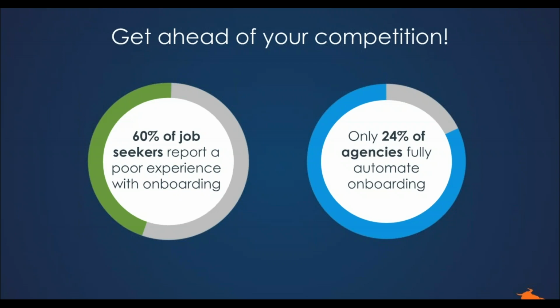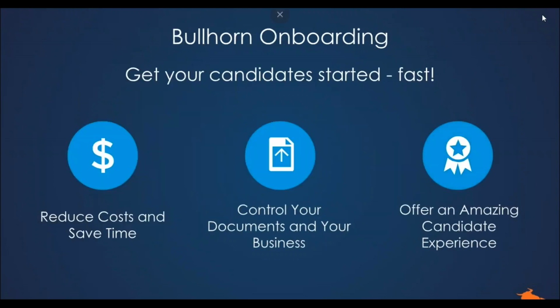So it's a really compelling stat to see that such a large percentage of job seekers are reporting that poor experience. And at the same time, only 24% of agencies are fully automating that onboarding process. So it's interesting to think about the improvements that 24% of agencies could have if they did continue to automate that onboarding process. And throughout the webinar today, we'll give you some suggestions about where certain automations can help improve the overall onboarding process. So where can Bullhorn Onboarding actually come into play here?